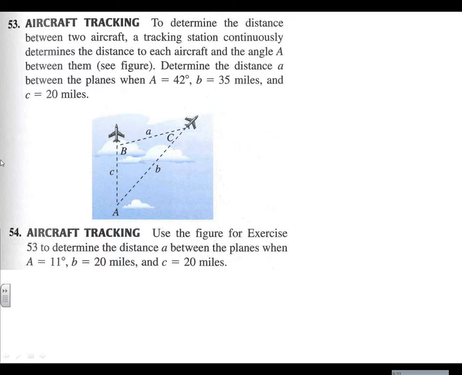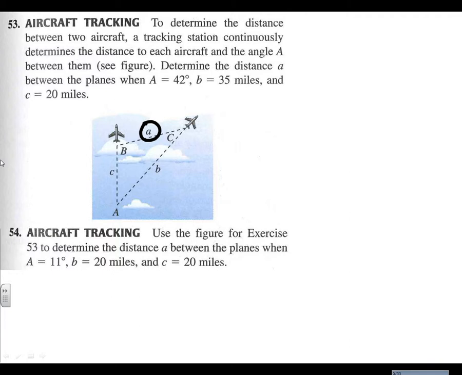All right, here we go. Word problems for 6-254 we'll start with. And we're going to use the drawing that they did in problem 53. We want to find the distance A between the planes. So we're looking for A.